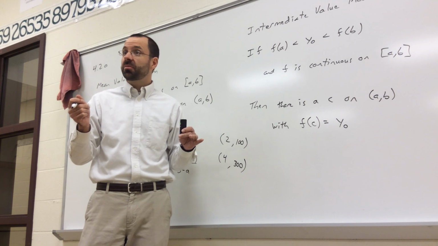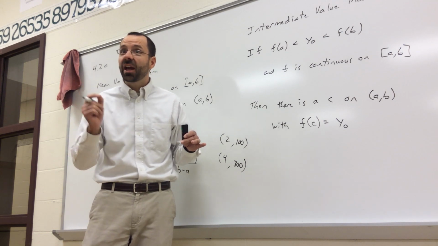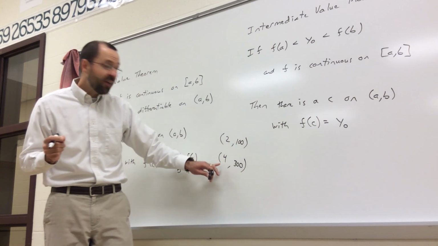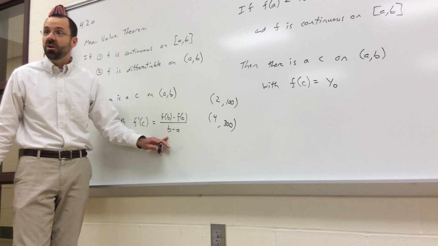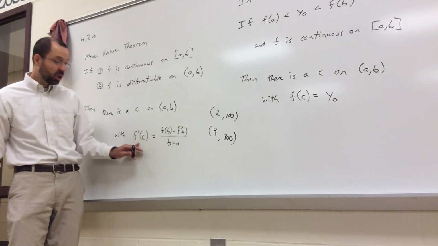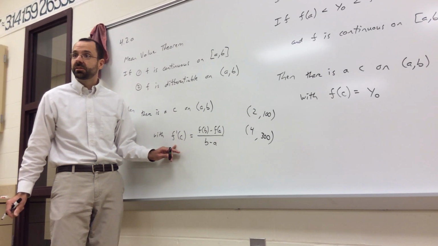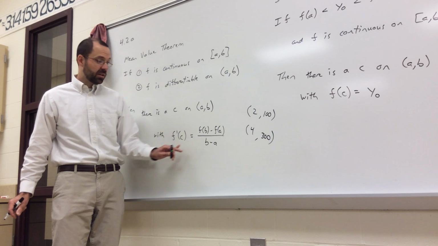But the policeman can come to your car and hand you a ticket because he says, I know calculus. Your average rate of change was 100 miles an hour. And I know that that means that somewhere during your trip, you were going 100 miles an hour. Your instantaneous rate of change was 100 somewhere.